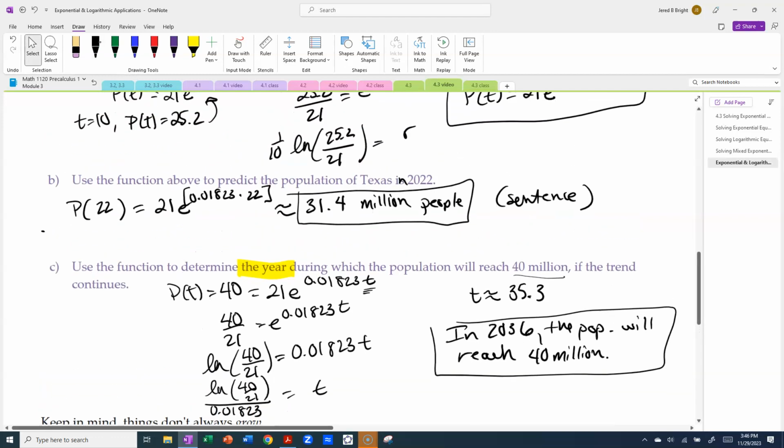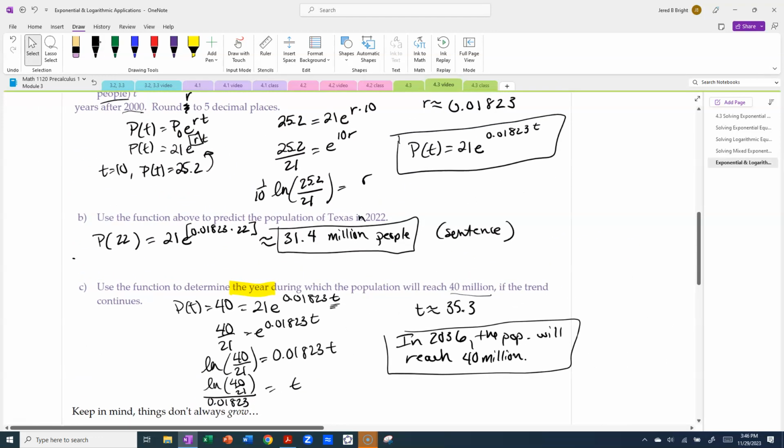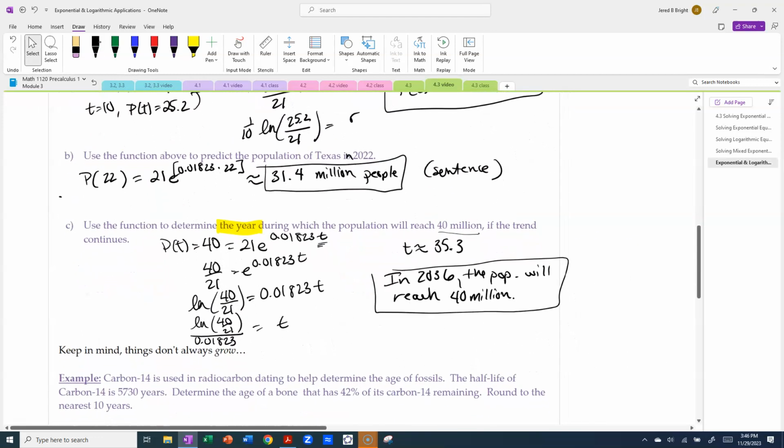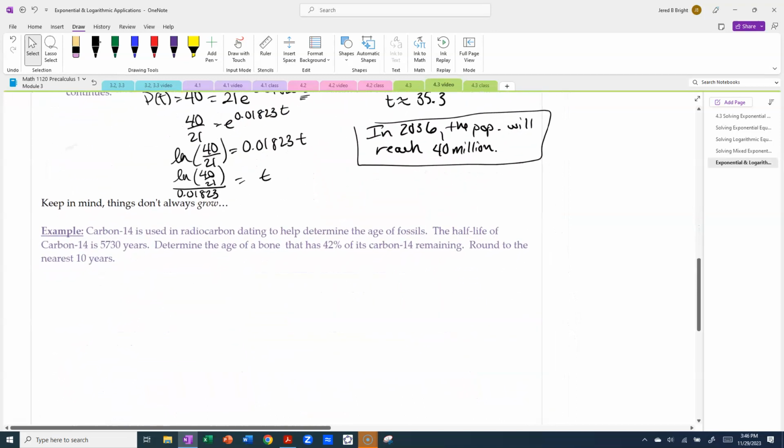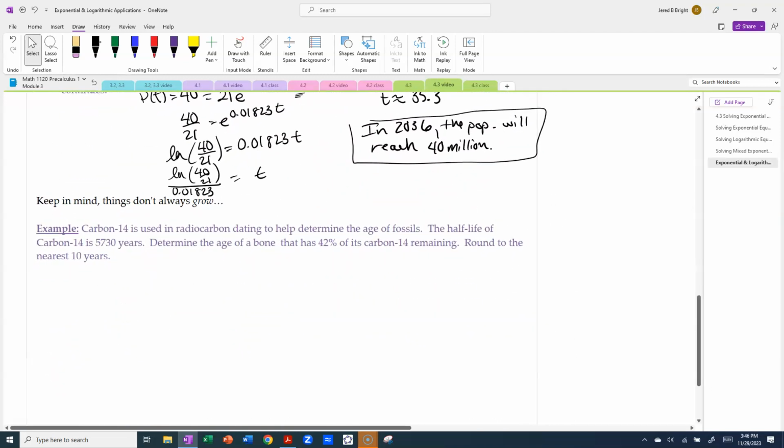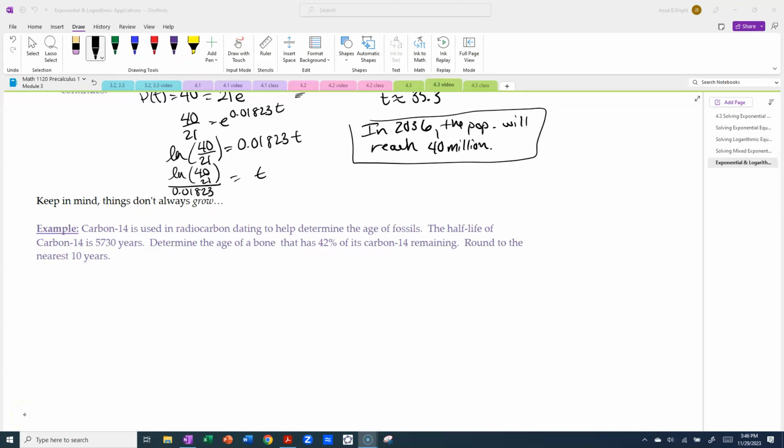So that was a situation where we're growing, where the amount is increasing steadily over time. Now, in other cases, we talked about carbon-14 and various other examples in the course, and in that one the amount is decreasing over time. It's decaying, and so we know it's radioactive, and it talks about half-life. We want to determine the age of a bone where we have 42% of its carbon-14 remaining. There's a lot to do here, but again, we can start at the same place.